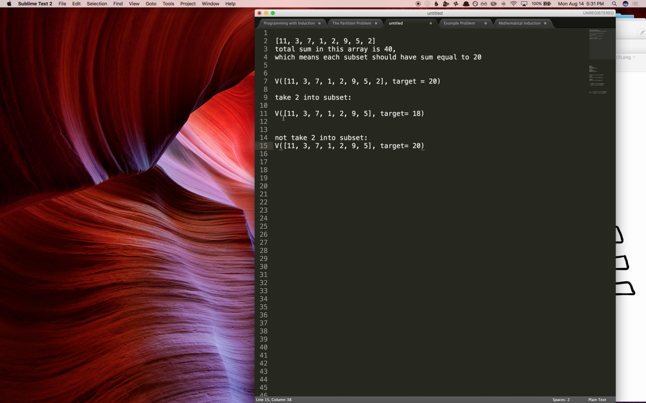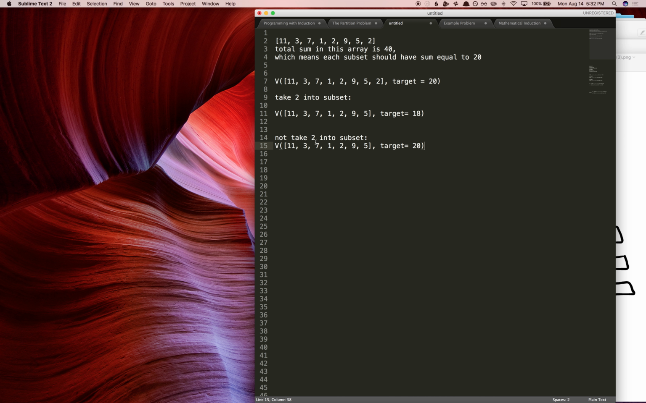What I want to do is see if I can take the best of these two. So for instance, in line 11, if it's true that we can hit a target of 18 with these elements, then I know it's going to be true that I can hit a target of 20 if I've taken the 2, because 18 plus 2 is 20. Similarly, it could be the case that if I don't take the 2, I hit a target of 20, and that's good too.